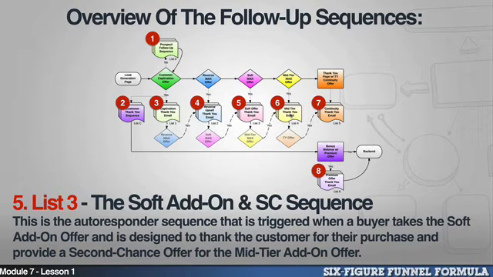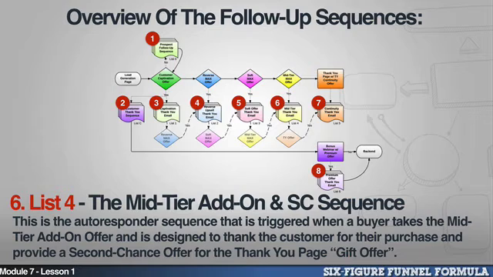But if they take the mid-tier, if they make it all the way through the transaction maximization sequence, what they'll get is a thank you with access details for each one of the add-on offers. They'll be put into the main customer follow-up sequence, and they'll get this second chance offer for the thank you gift page, the thank you gift offer over here. But if they made it all the way through and they took the thank you page gift offer, then they won't get any of these second chances because they already took advantage. And so that's how those different sequences work.